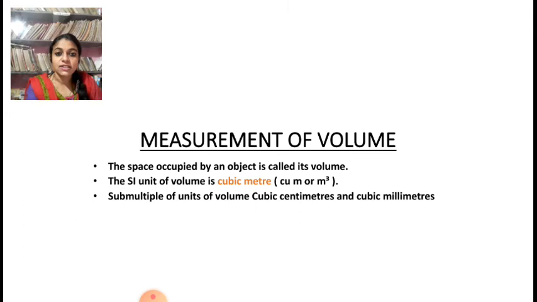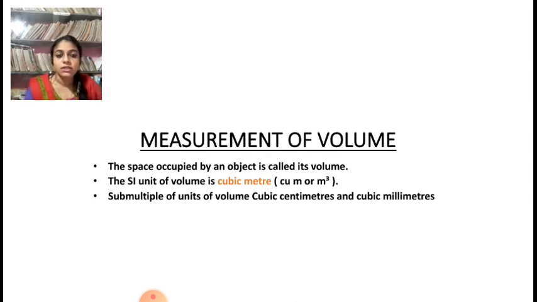First, the space occupied by an object is called its volume, isn't it? And its SI unit is cubic meter, which can be symbolically written as m cube or cubic meter, as I have given you in the slide. I hope everyone is able to see this. And next, submultiples of the unit of volume are cubic centimeters and cubic millimeters.